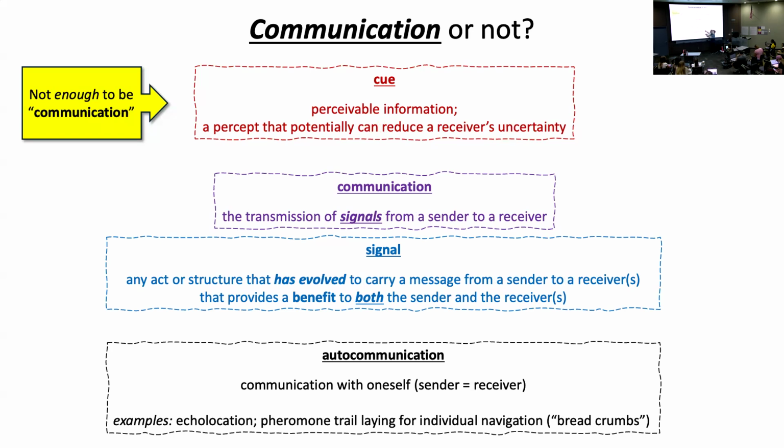We're going to see examples of that, but are there any basic questions right now about these definitions? They can be the same. And in the case of auto communication, they usually aren't. Yes, so that's the key difference between a signal and a cue: a signal is a benefit to both parties, sender and receiver. Question?